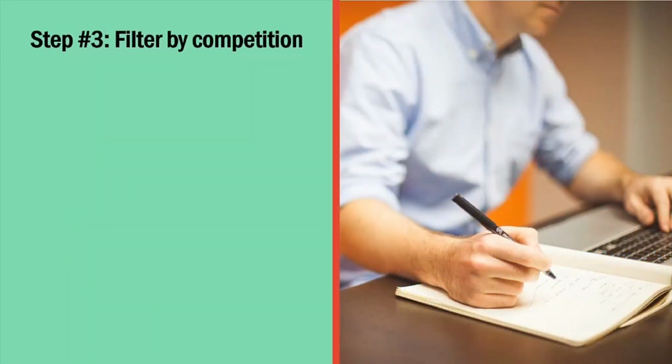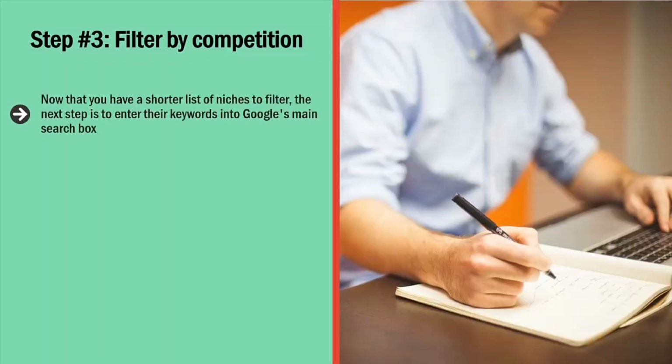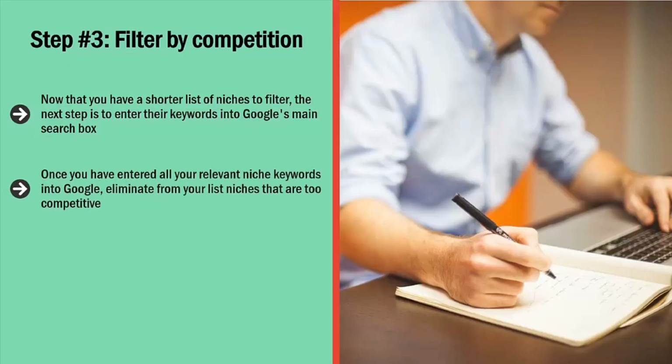Step number 3, filter by competition. Now that you have a shorter list of niches to filter, the next step is to enter their keywords into Google's main search box. When you enter a search phrase into Google, you will get results, but at the top left corner, Google will inform you how many pages target that search phrase. Take note of this number and write them down next to each niche keyword. Once you have entered all your relevant niche keywords into Google, eliminate from your list niches that are too competitive. These are niches that have too many pages targeting them.